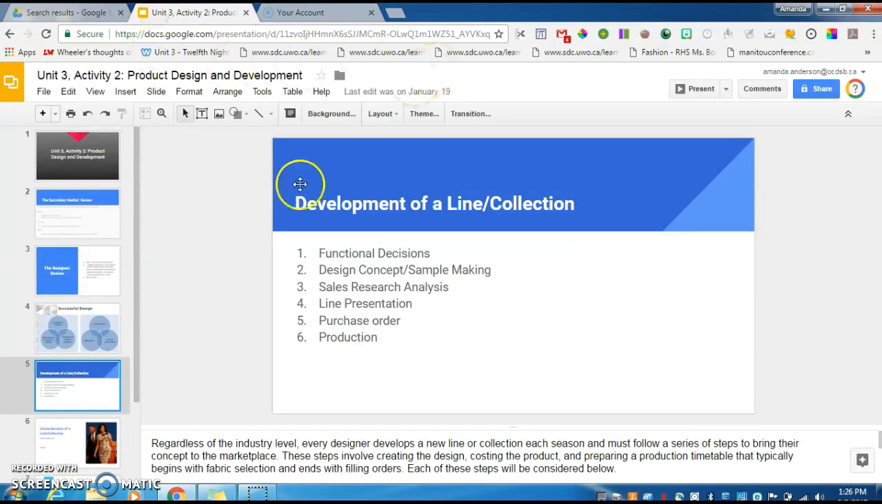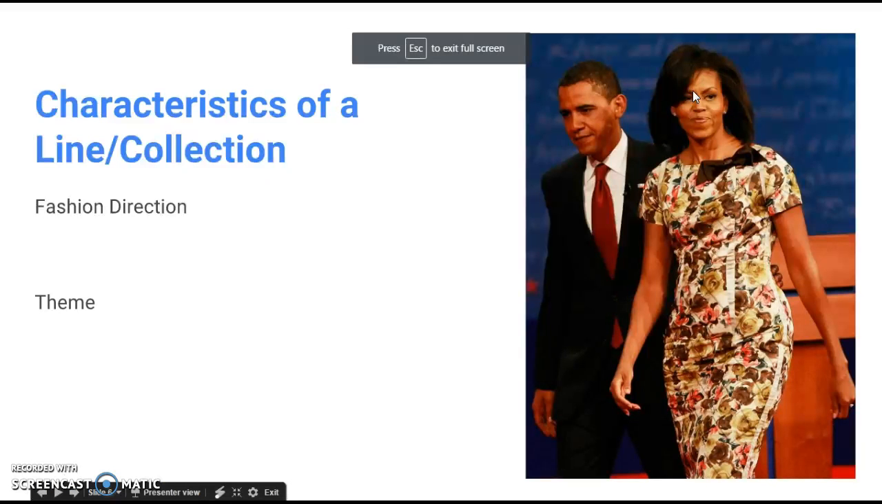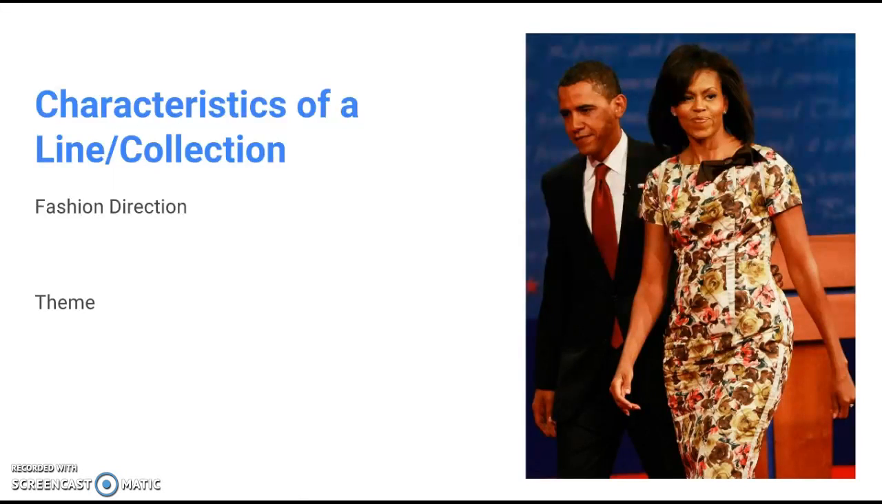All right, welcome back. This is the meatiest part of Unit 3, so I want to make sure that we get through it appropriately to give you enough background to do well on the Unit 3 summative. So we're going to just look at the characteristics of a line or collection. Previously we looked at the steps that one would take to create their own garment or their garment line. So what I want to talk about right now is the scope of the collection.